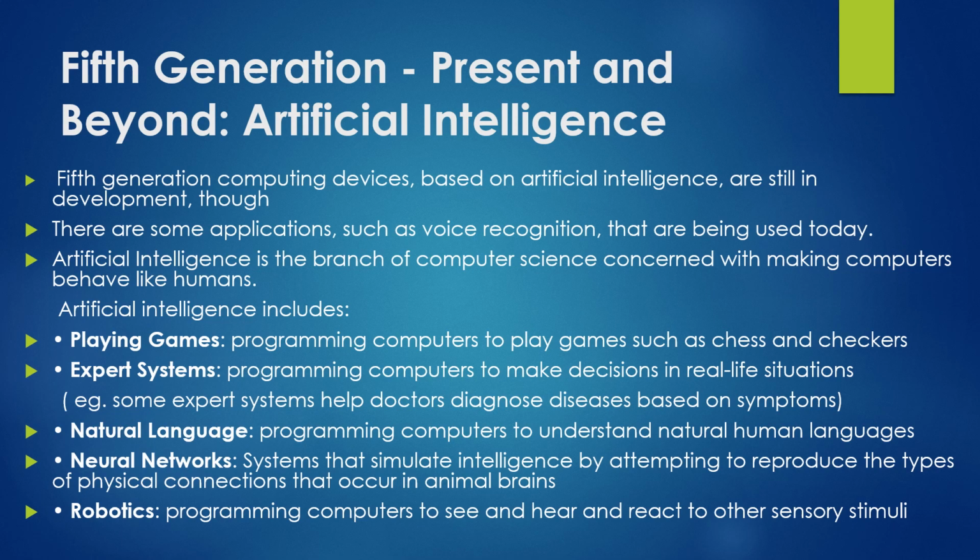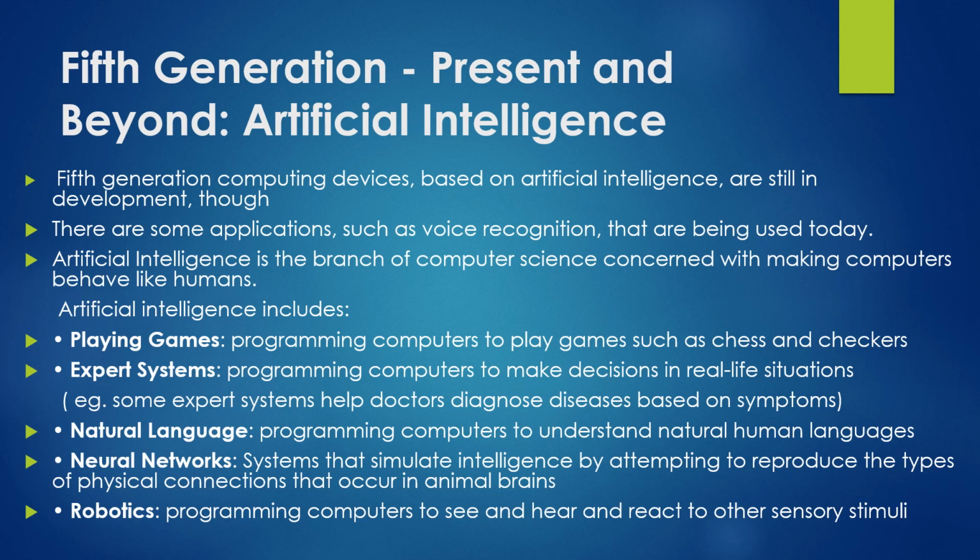This includes playing games. Here, computers are programmed to play games such as chess and checkers. Expert systems: programming computers to make decisions in real-life situations. For example, some expert systems help doctors diagnose diseases based on symptoms. Natural language: this involves programming computers to understand natural human languages.